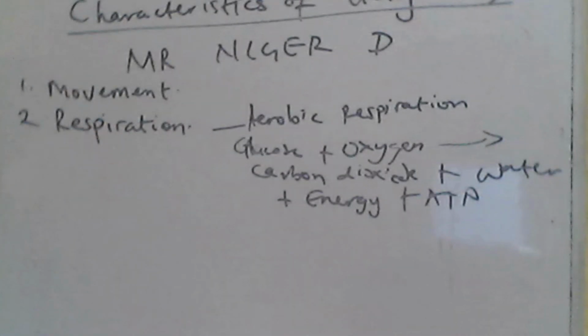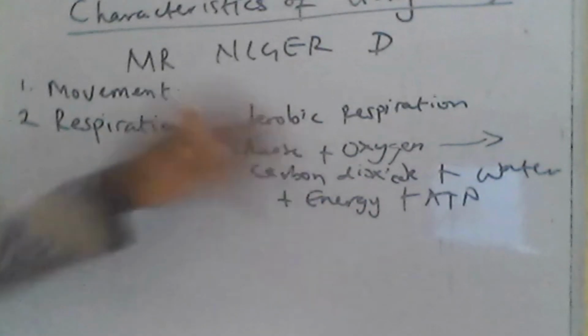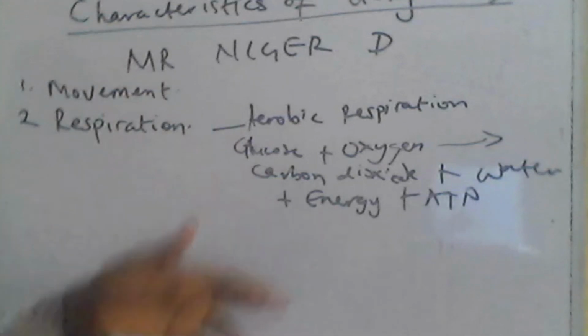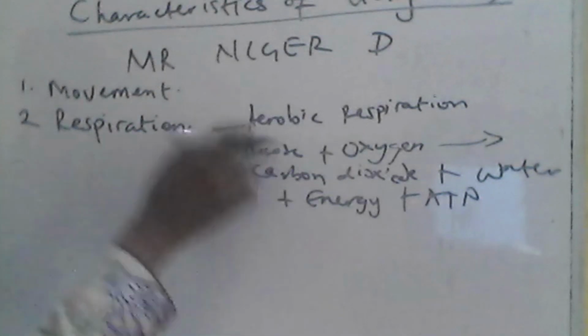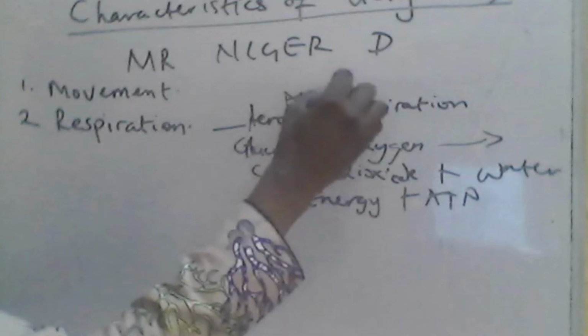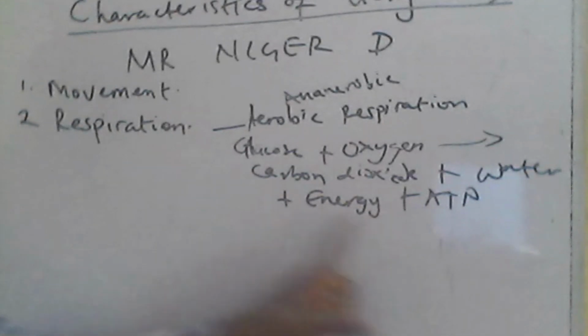Okay, so the types of respiration. Respiration has two types. You have aerobic respiration and anaerobic respiration. So aerobic respiration is with oxygen, and anaerobic is without oxygen. Okay, so what is the importance of respiration for a living thing? The importance is that energy is released. This energy is released and used for activities like movement, growth, and repair. So that is for the R.